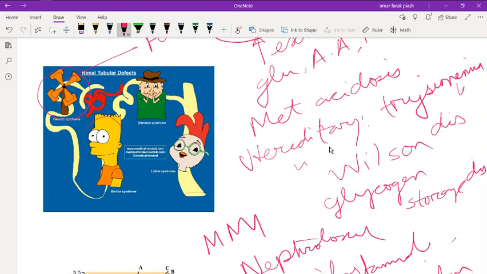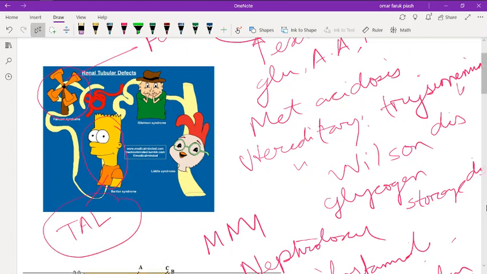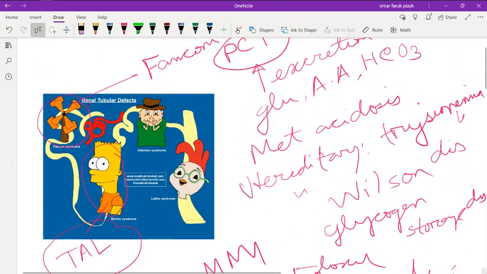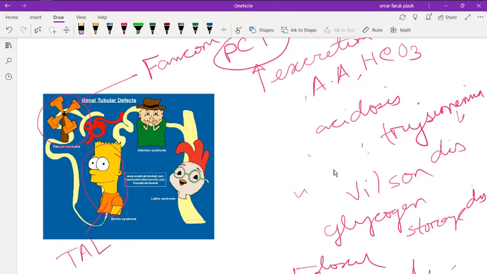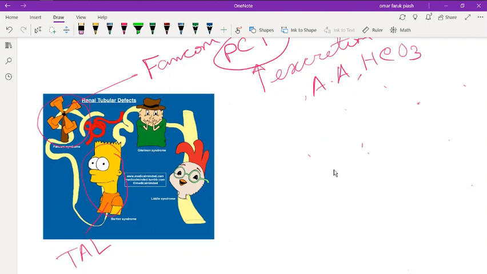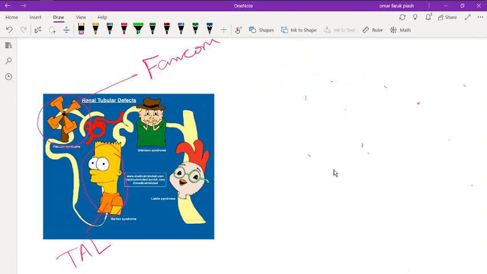Then next is Bartter syndrome. This is the location where Bartter syndrome actually happens, that means the thick ascending limb of loop of Henle. Can you recall what happens in the thick ascending limb of loop of Henle? Can you tell me the name of the drug that works on the thick ascending limb? This is furosemide. Furosemide is the drug which works on the thick ascending limb of loop of Henle.